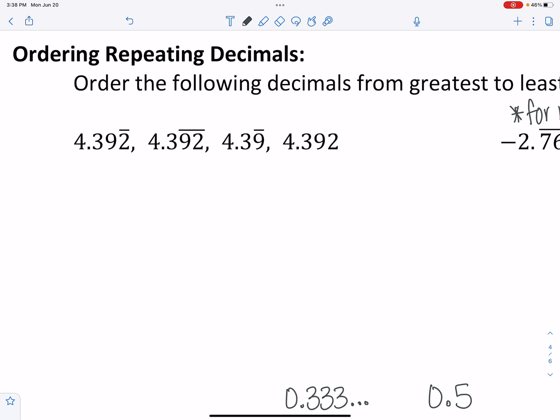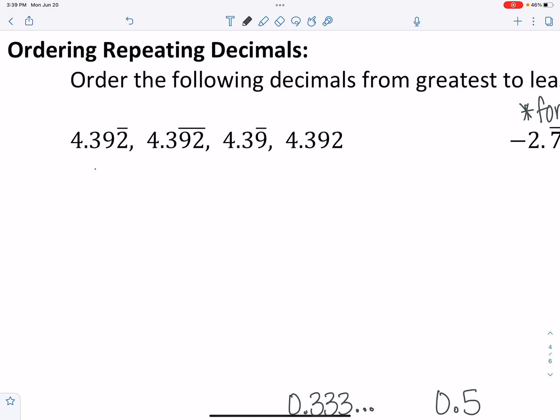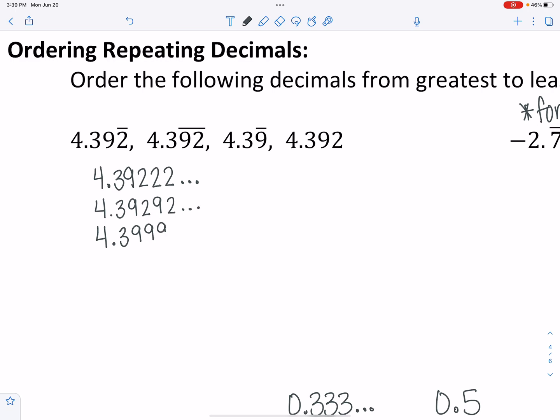If you remember from the last couple sections, we would line up the decimals and then look at where the digits started to differ. So I'm going to write these each without the bar, but with their repeated component. It doesn't necessarily matter how many you write out. We can start to fill in as needed. So that's the first one. The next one, I've got 4.39292 and so on. The third one, 4.39999 repeated, and then 4.392 with nothing repeated.